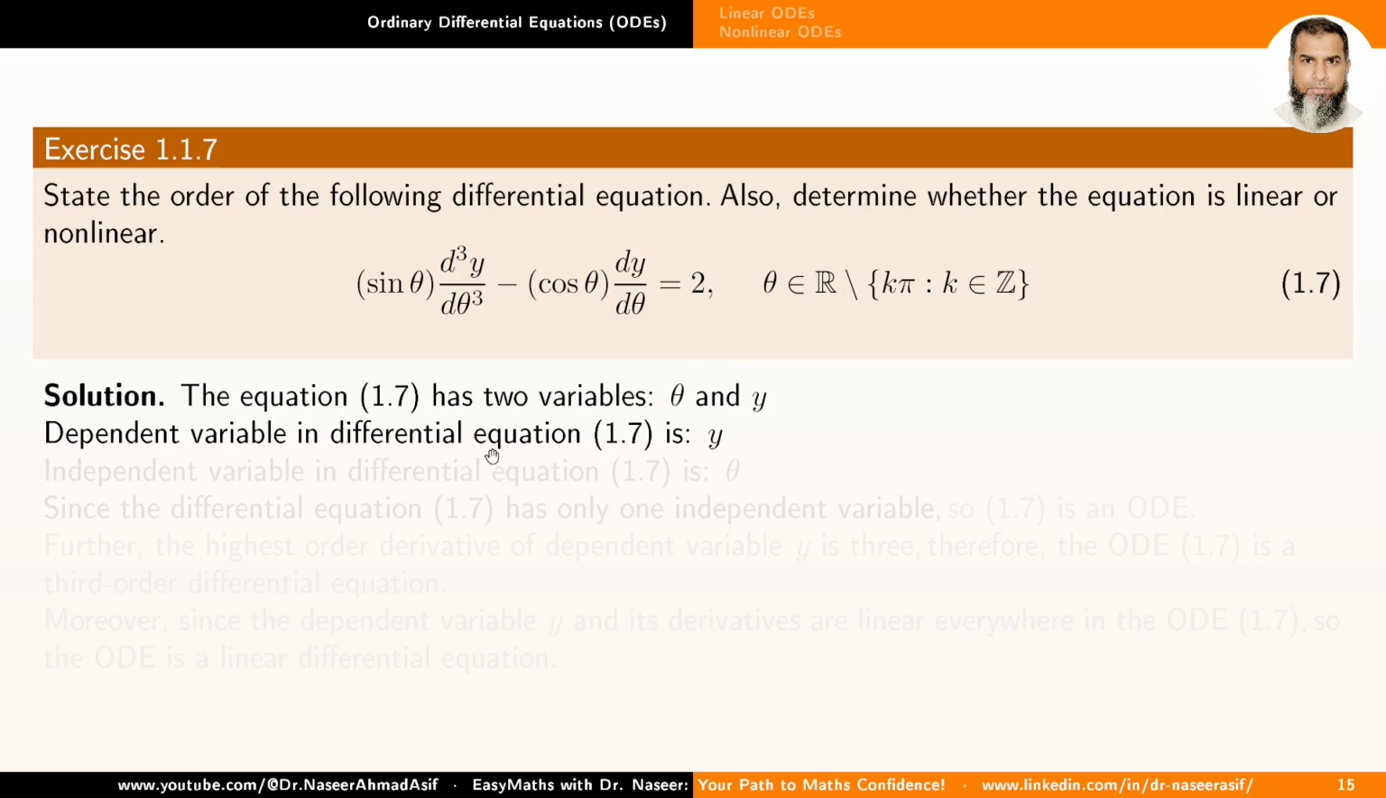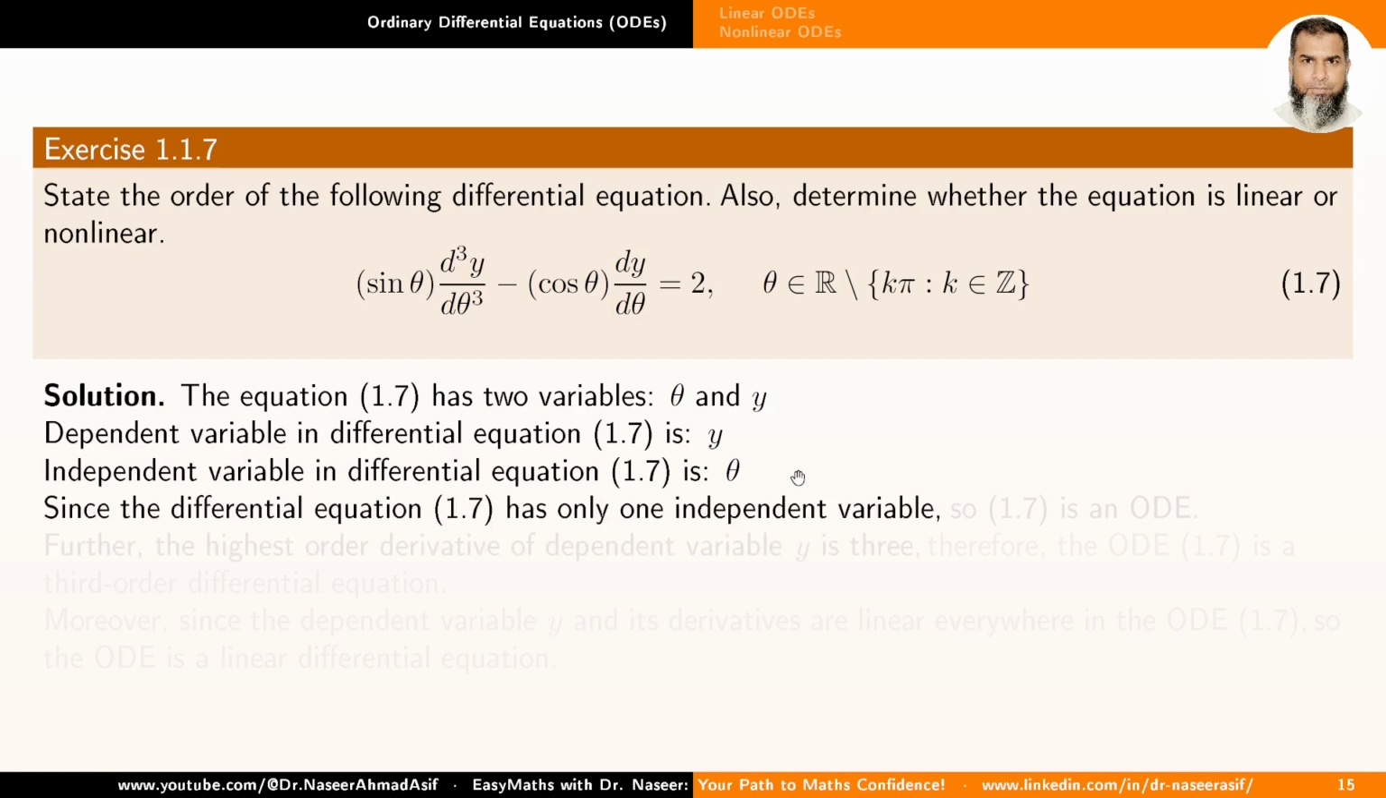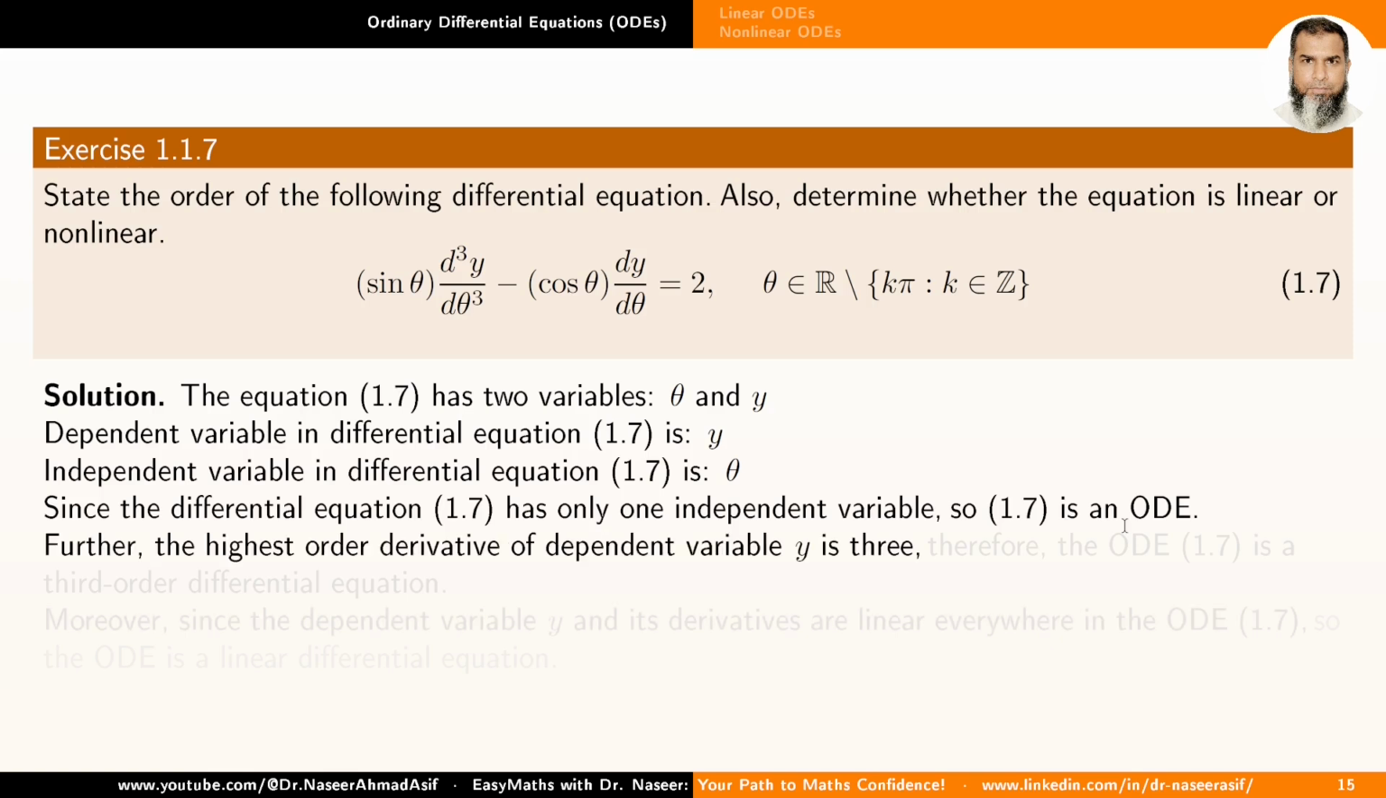Dependent variable in differential equation 1.7 is y. Independent variable in differential equation 1.7 is theta. Since the differential equation 1.7 has only one independent variable, 1.7 is an ODE. Further, the highest order derivative of the dependent variable y is 3. This is the third derivative of y with respect to theta. Therefore, ODE 1.7 is a third order differential equation.